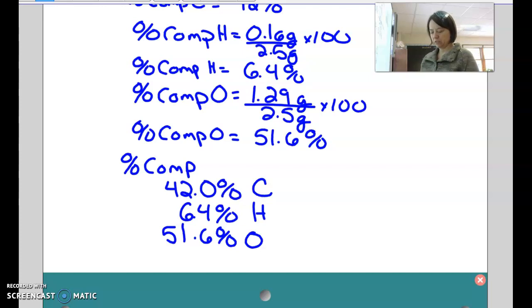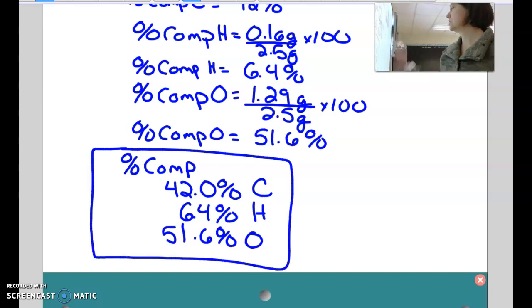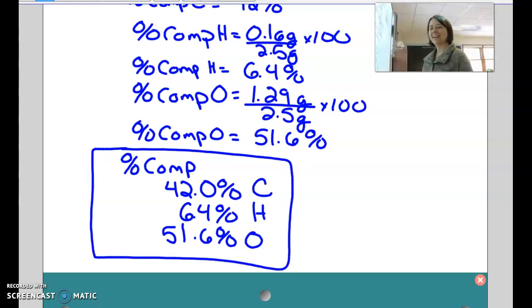Alright, so now I'm going to double check my numbers. 42 plus 6.4 plus 51.6 equals 100. So that seems reasonable. Put a box around my answer, and I did my percent composition using masses.